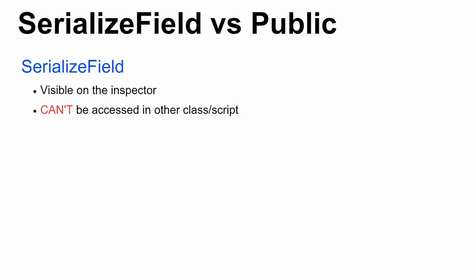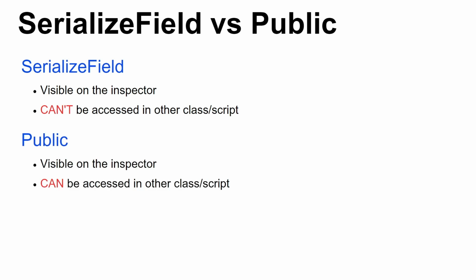By using the attribute serialized field, we are going to make the variable visible on the inspector, and that variable isn't going to be accessed in other class or script. Then by making a variable public, it's going to be visible on the inspector and it will be accessed in other class or script. This second line here in both is the most important thing, because serialized field can't be accessed in other class or script, but in public they can be accessed.